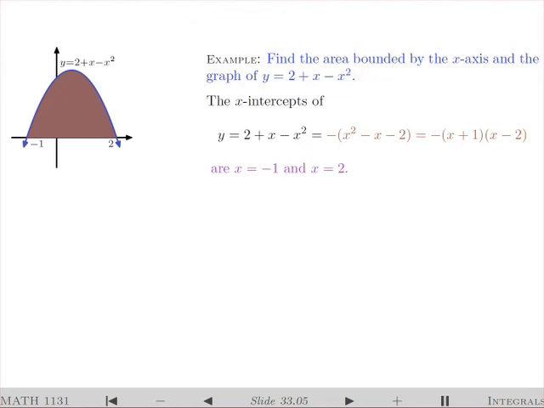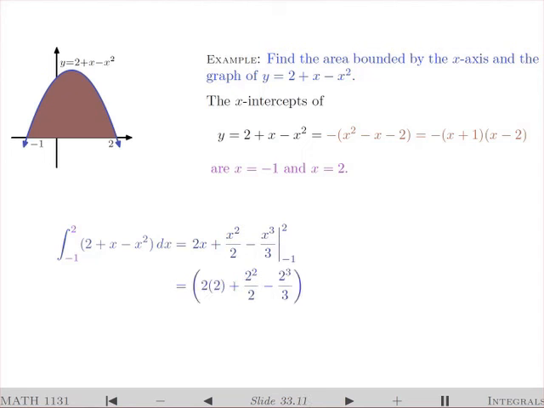The region has x running from negative 1 to 2. The area is the integral between those two numbers of the function whose graph gives the top boundary of the region. In other words, it's the integral from negative 1 to 2 of 2 plus x minus x squared dx. Since it's a polynomial, again the integration is straightforward. Just apply the power rule term by term and then take the net change from negative 1 to 2. So I plug in 2 and then plug in negative 1 and subtract, which gives me this arithmetical expression. I'll leave it to you to verify that you get 9 over 2. So the area of that region is 9 over 2.